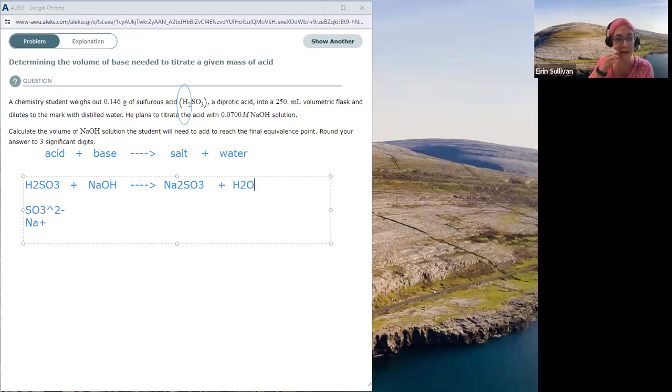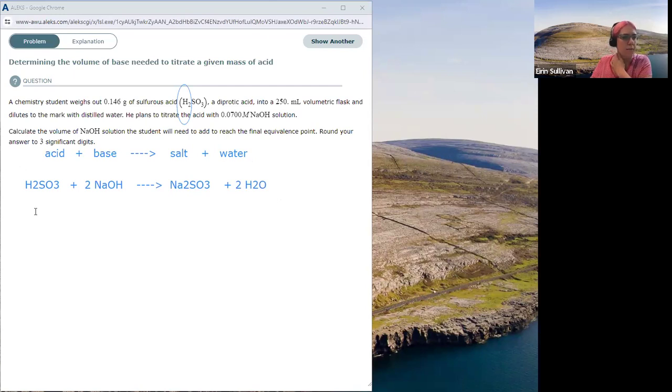So let's just check that that is balanced. Sodium, there's 1 on this side, 2 on this side, so I'm going to have to do that. What else have we got in here? Sulfate is good. How many hydrogens? 1, 2, 3, 4 hydrogens. There's only 2 over here, so boom, that should be balanced.